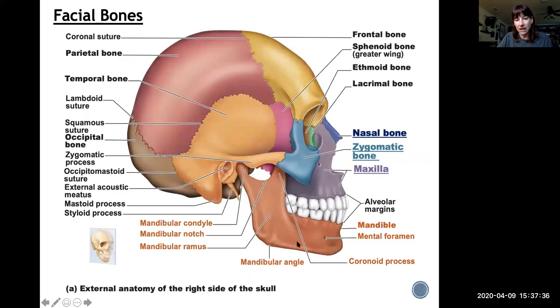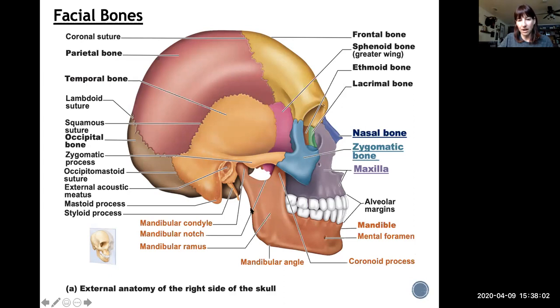From a lateral view, you can see the mental foramen again, the mandible body. But now we can also see the other structures of the mandible that you need to know, including the ramus, which is also known as the arm, I believe, of the mandible, but it is this whole part here, okay?